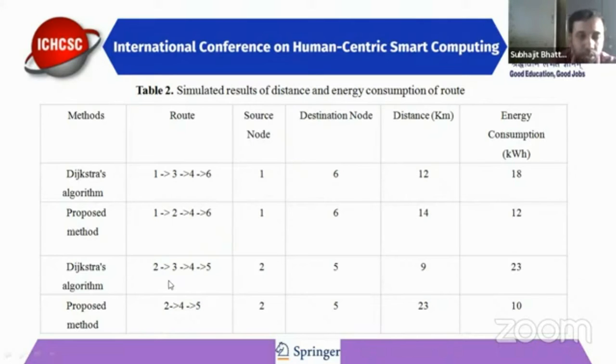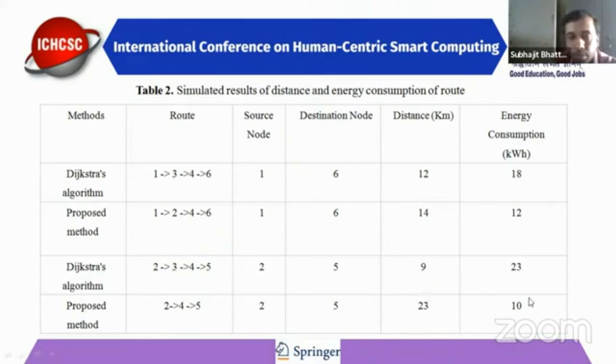We also run the program between node 2 and node 5, and you can find the path is different. If we run the program between 2 and 5, the path is 2, 3, 4, 5, and the distance is 9, but the energy consumption is 23. You can see the high energy consumption, though the distance is less. But if we run the program again between node 2 and node 5, the path 2, 4, 5 has a distance of 23 kilometers, maybe higher, but the energy consumption is 10.